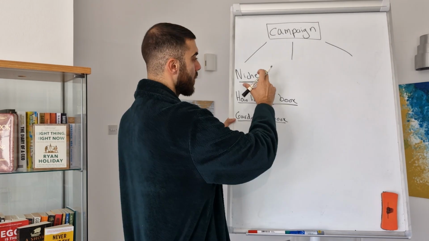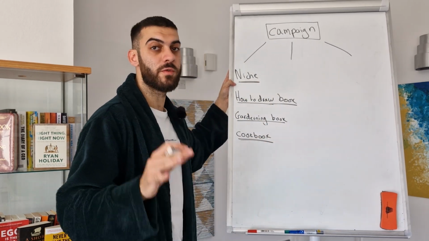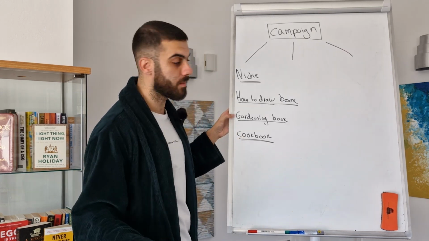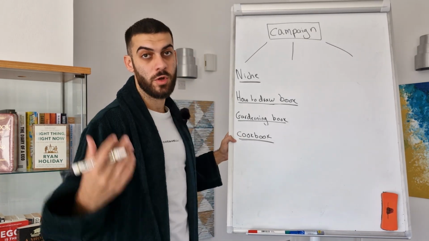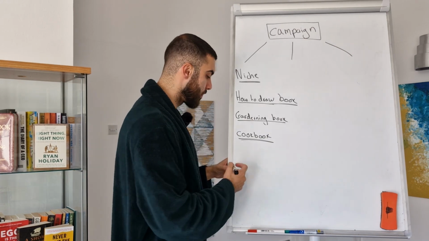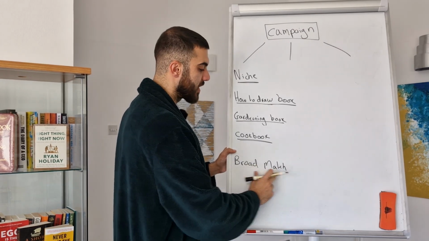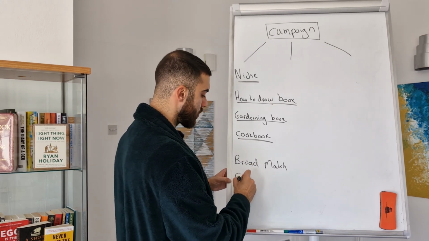We're going to have 3 keywords. So the first one is the broadest version of your book, the broadest version of your niche. So we have how to draw book, or if you're selling a gardening book, or if you're selling a cookbook, cookbook. That's great. And what we're going to do is set this one to broad match. I'm going to tell you in a bit why we're going to set it to broad match, and we're also going to set it to fixed bids.